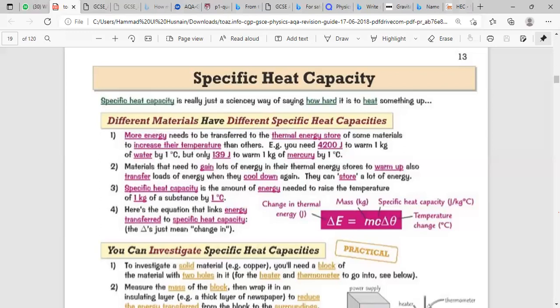Moving towards the second point, it's written that materials that need to gain lots of energy in their thermal energy stores to warm up also transfer loads of energy when they cool down again. This is again an important point: those materials which need more energy to be heated will release more energy when they are being cooled down. When they are losing heat, they will lose much energy if they needed much energy to heat up. I hope this point is also clear to you.